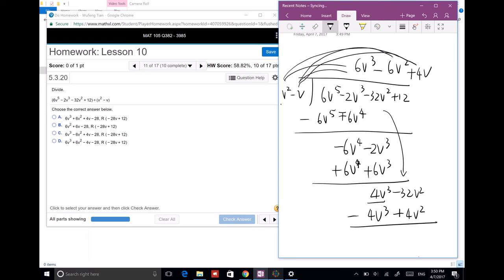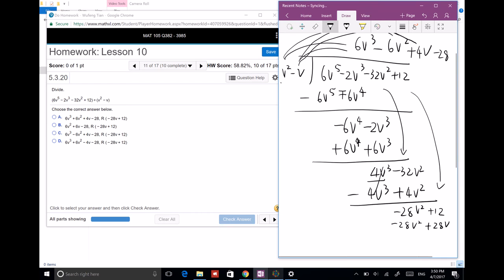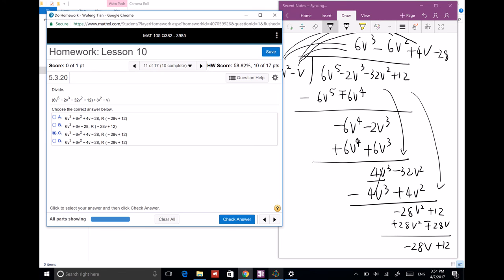Reverse the sign, add them together, cancel, it is negative 28v squared. Bring down the 12 and multiply by minus 28. So minus 28v squared minus 20 plus 28v. And then minus, so it's minus 28v plus 12. And the answer is 6v^3 plus 4v minus 28, so it's C.